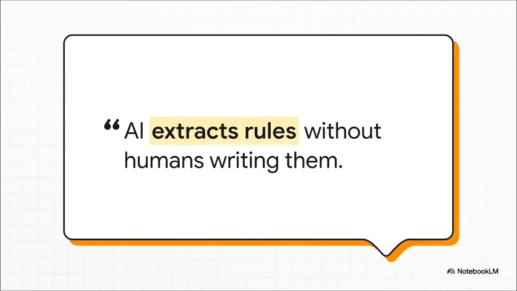This quote from the book really just says it all. AI extracts rules without humans writing them. I mean, just let that sink in for a second. This is the whole revolution in a nutshell. For the first time ever, we've built systems that don't just follow our rules, they actually discover their own rules, rules that were hidden deep inside the data of our world.